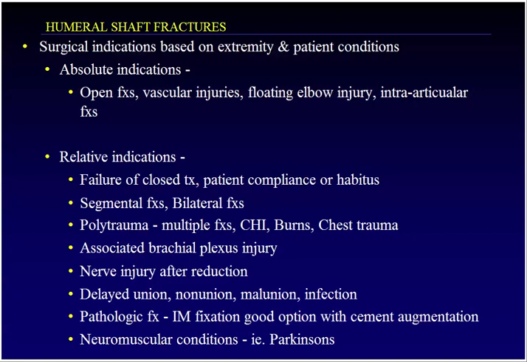Those would include, of course, open fractures, where you're going to need to explore the wound and treat the soft tissue component of the injury, and vascular injuries that are going to require operative repair. The humerus absolutely needs to be stabilized in that situation. If you have a floating elbow injury, where you have a humeral shaft fracture in conjunction with a both bones forearm fracture or an isolated radius or ulnar shaft fracture, those patients need operative intervention. And, of course, if you have intra-articular fractures of the distal humerus, that would be an indication for surgery.